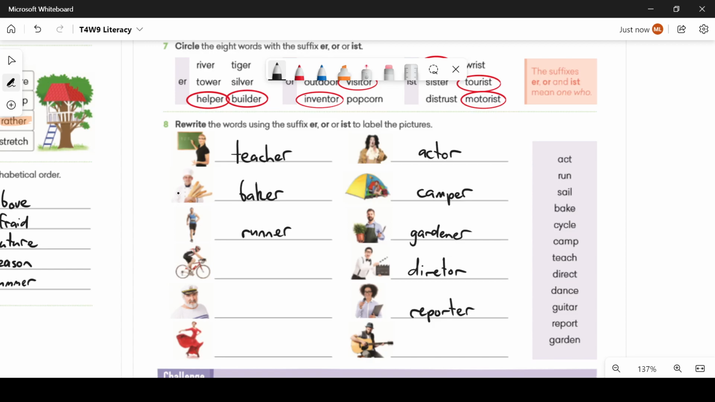That's a guitarist. That's a dancer. That's a sailor. That's a cyclist. Okay, I think that's everything.